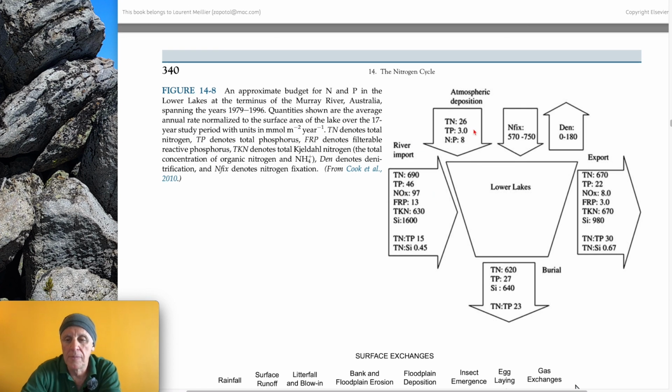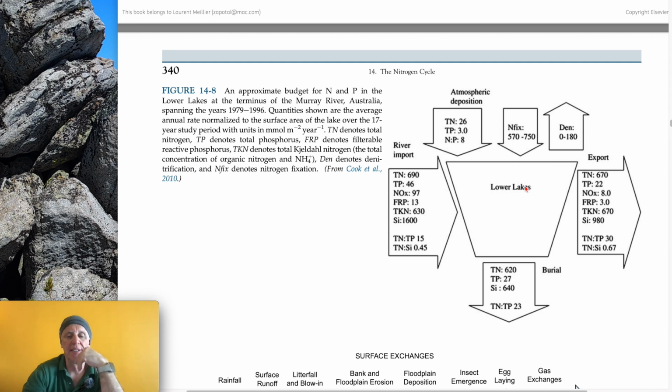So we have a system here, which is the lower lakes, and then we have the inputs and the outputs. So the inputs, we have atmospheric deposition, and we have 26, and that would be in millimoles per meter square per year. River imports, and we have 690, so it's a very large contribution. Nitrogen export, we have 670. Nitrogen burial, we have 620.